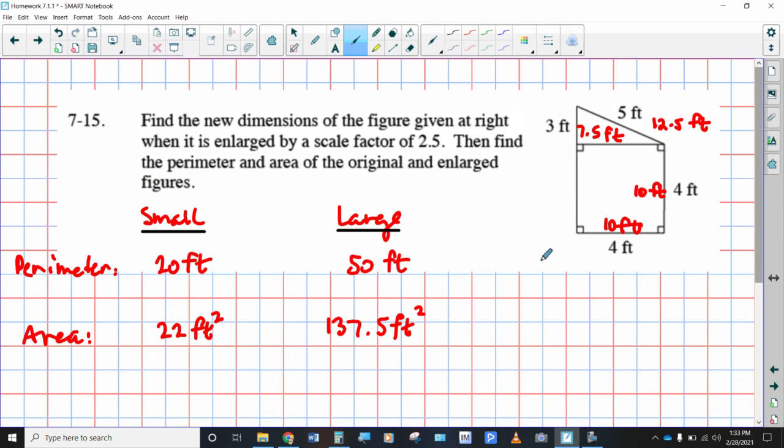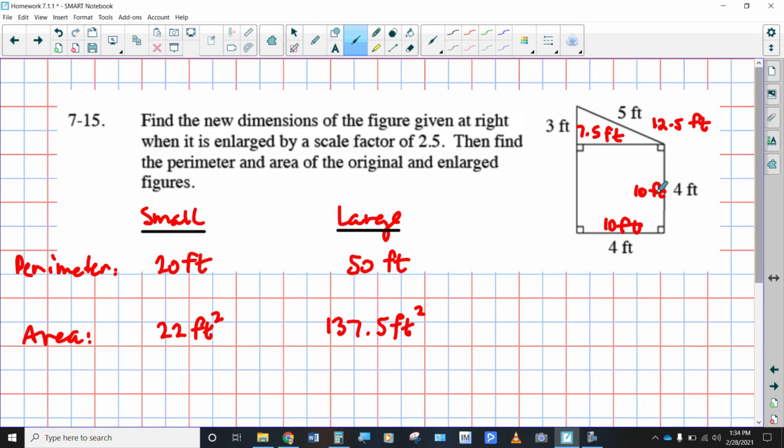Now let's look at the areas. The area of the smaller square, I'm going to do this in green, and then I'll do it in blue for the bigger one. 4 times 4 is going to be 16 square units. And this triangle right here has a height of 3 and a base of 4. So that's going to be 1/2 times 3 times 4, which is 1/2 times 12, and half of 12 is 6. So 6 and 16 is 22 square feet.